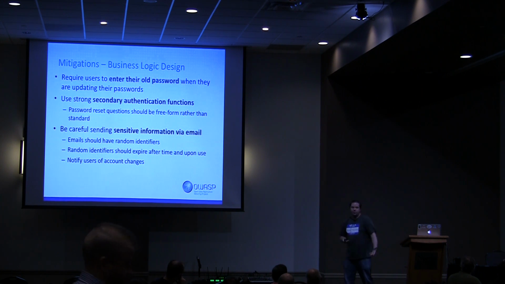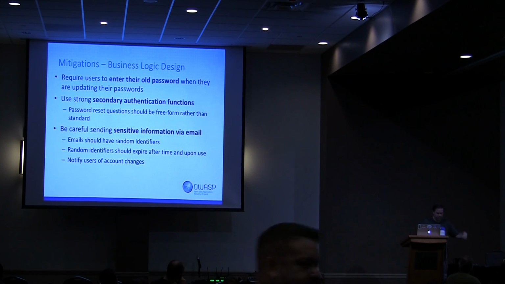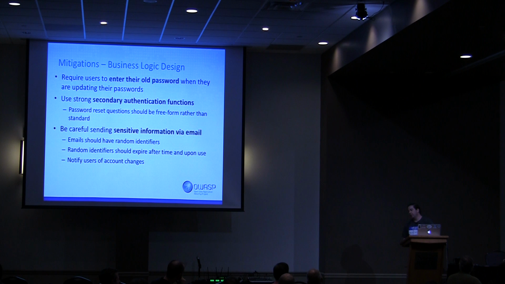So obviously she drives the Mercedes-Benz, right? So in that case, they entered the answer, and from that answer they were able to get the password out of that, and then they were able to access her account. So this is why secondary authentication function should be a free-form task.